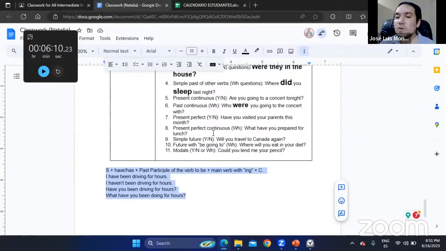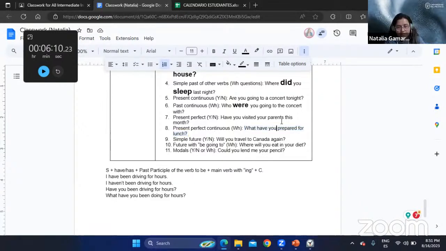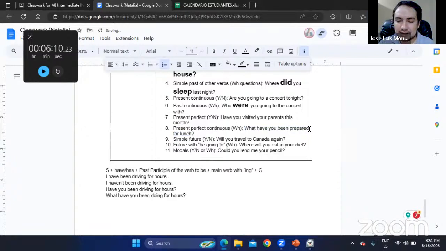So how do we change number 8 to the present perfect continuous? You can make just two little changes and that's going to be great. What do you say? What have you been preparing for lunch? Perfect. Exactly. There you go.